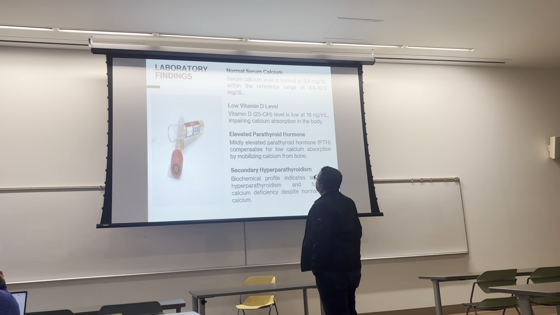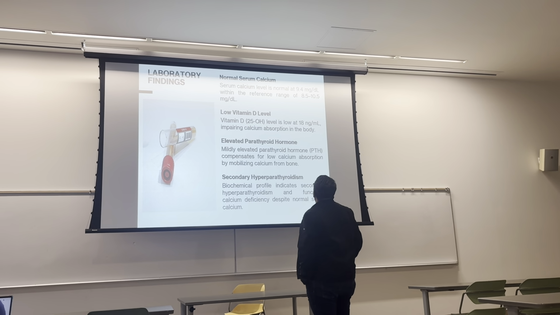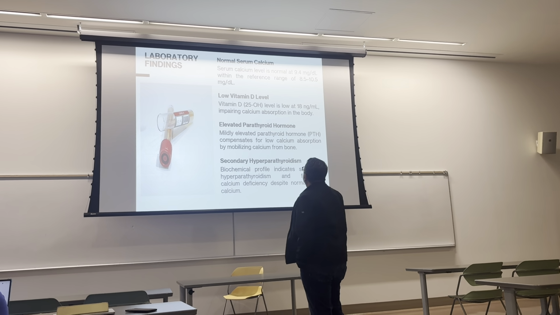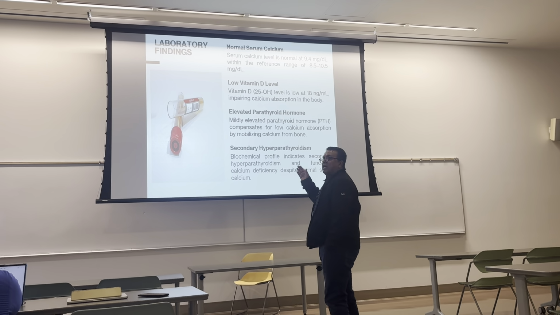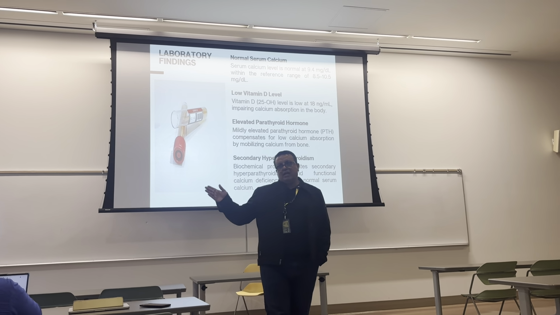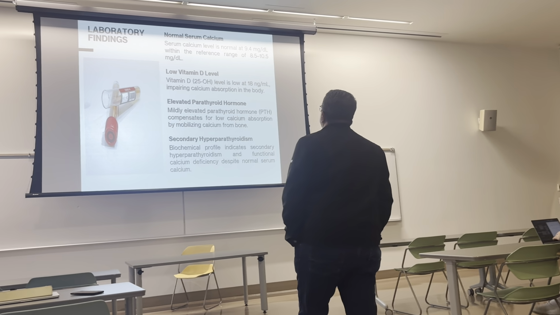Let's look at the laboratory findings. We can see that the serum level looks perfect, nice. It is within the normal range. Low vitamin D level: the vitamin D level is low. Usually the cutoff point is 20. Less than 20 is deficiency, from 20 to 30 insufficiency, and above 30 sufficient.